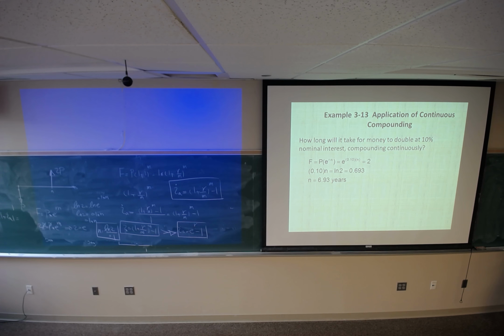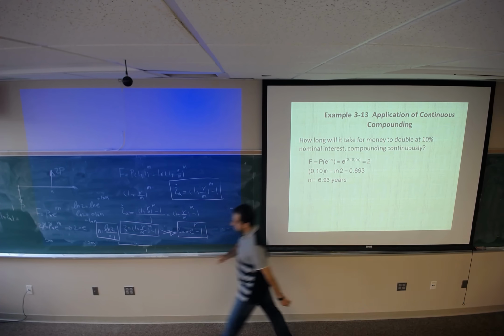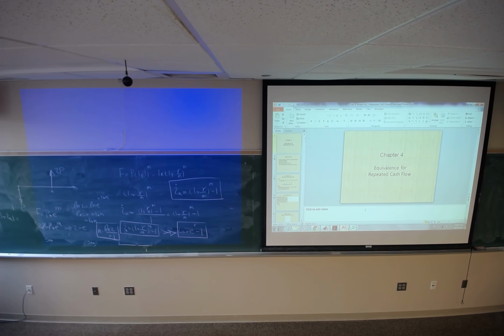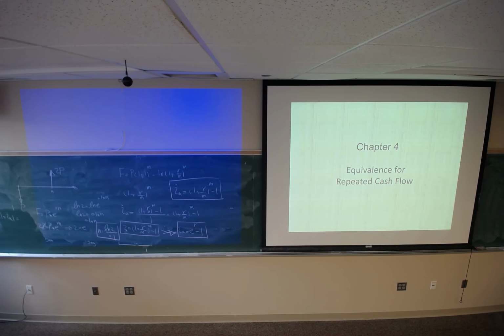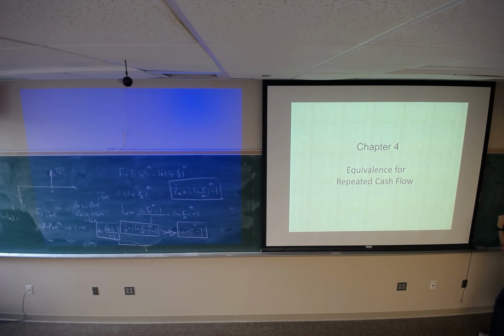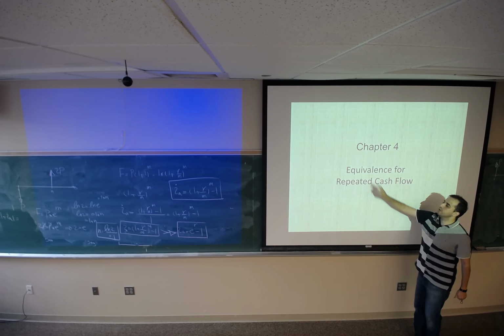Alright, now in chapter 3 we learned about equivalence for single payment. When we had a single payment P, we learned what would be the equivalent value n years later at the interest rate of I. But in this chapter, we will learn about the equivalence of repeated cash flow.